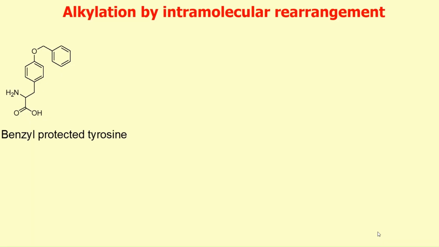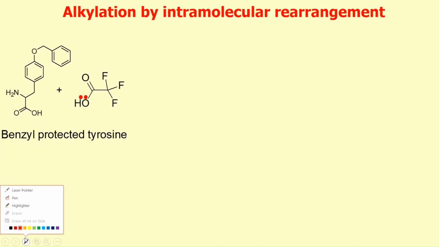We were dealing with the side reactions that occur in peptide synthesis due to protonation and proton abstraction. Today's subject of discussion is side reactions that lead to alkylation by intramolecular rearrangement. For example, when I have a benzyl protected tyrosine, when I deprotect it, I use trifluoroacetic acid.